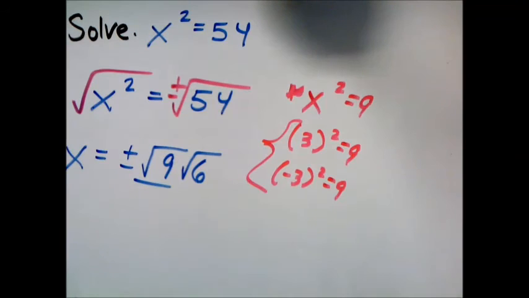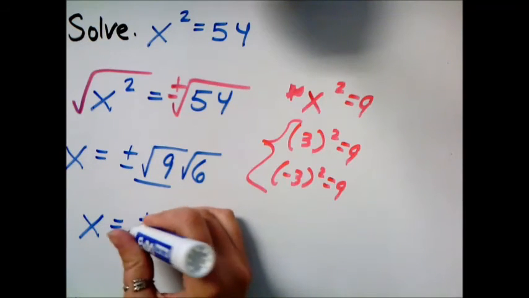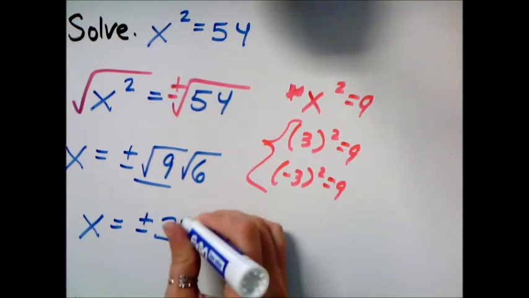So that's only useful because I can take the square root of 9, right? There are other factors of 54. We don't care unless it's a perfect square. So x equals plus or minus 3 square root of 6.